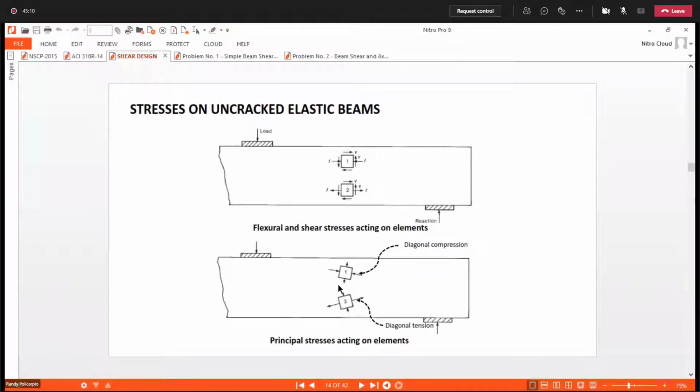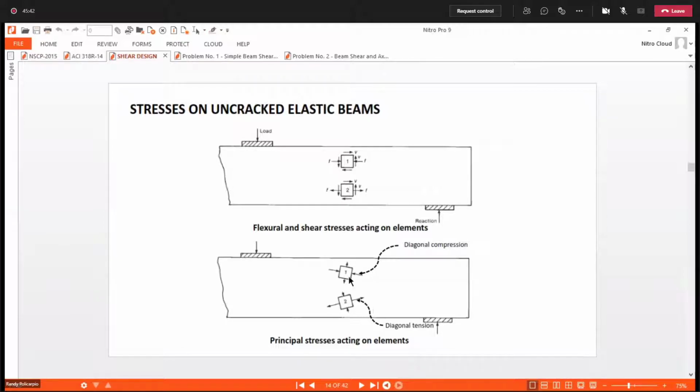principal stress, I'm assuming this is the horizontal and this is the vertical. So you can see the direction is reversed. At this element, it is in tension, while this one is in compression. So that will be the direction of our stresses acting on an element considering principal stresses.